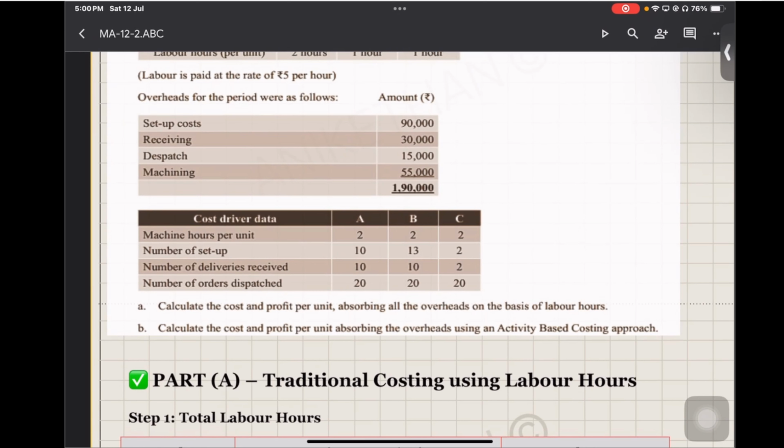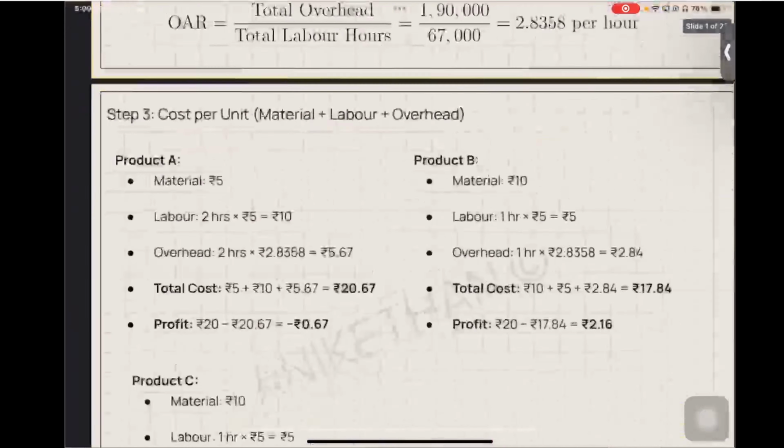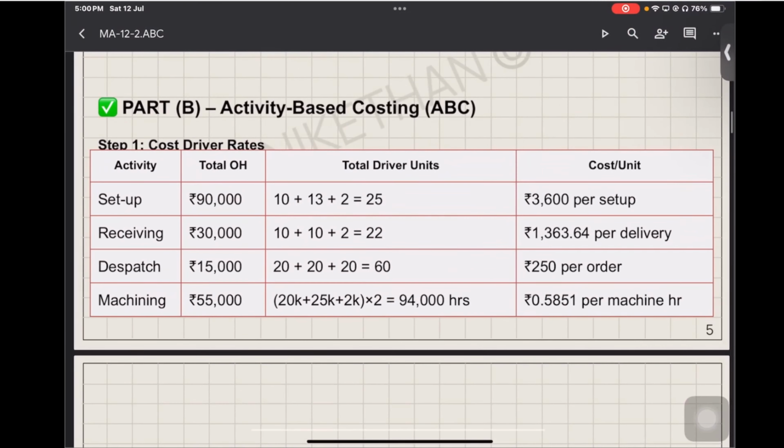Look at the table above. How much is the setup cost? 90,000. So 90,000 cost is coming from 25 setups. So what is my one setup cost? So that is what you will calculate here first. That is called cost driver rates. So for setup you will get 3,600 per setup. Receiving you will get per delivery. Dispatch you will get per order. And machining per machine hour.